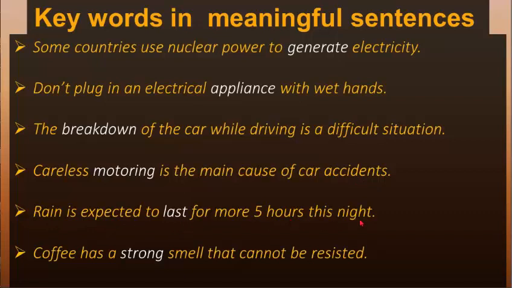So we have more than 5 hours, so it will last. Coffee has a strong smell that cannot be resisted. So it's the word strong. Again, the words generate, appliance, breakdown, motoring, last, and strong. Okay.